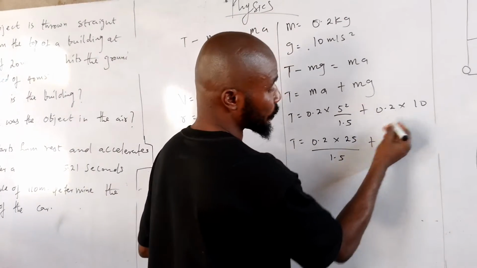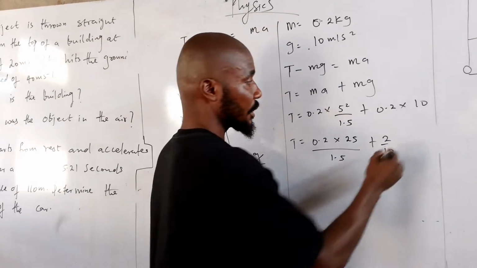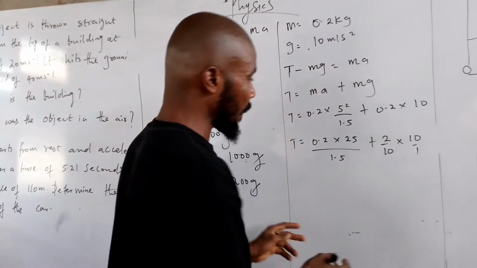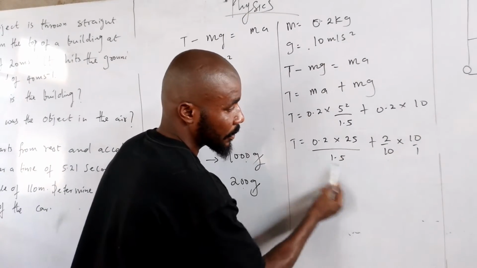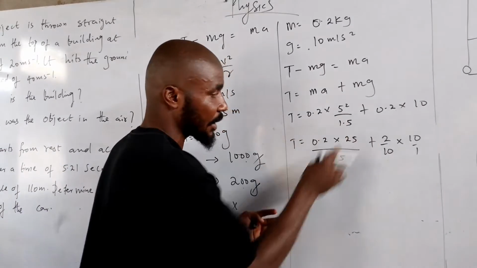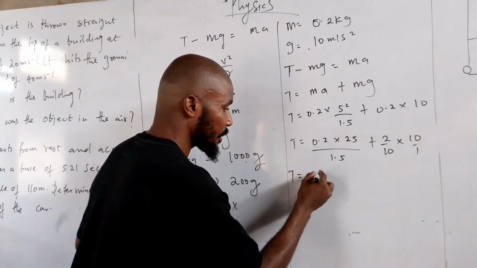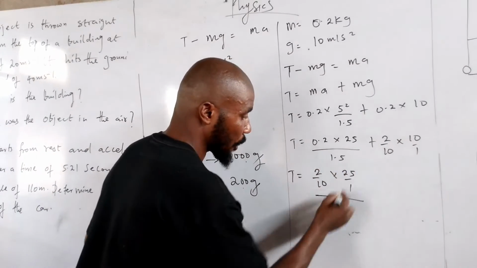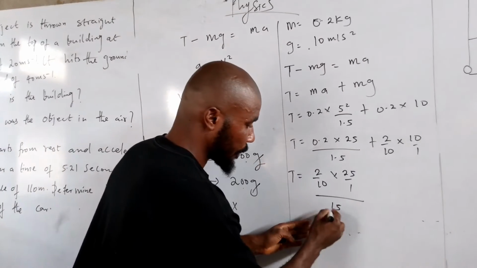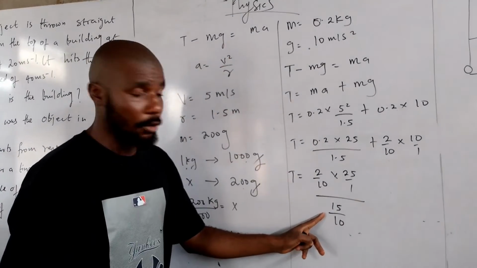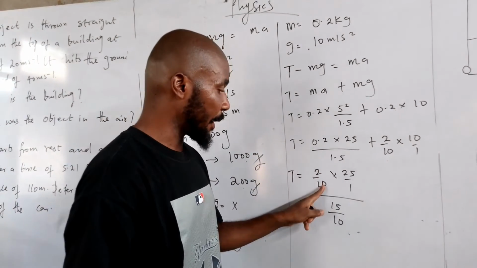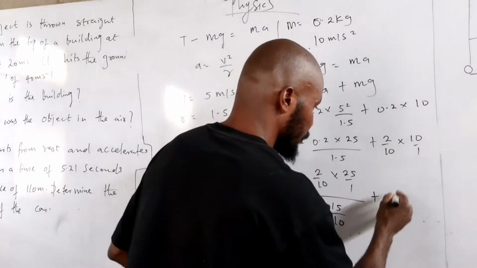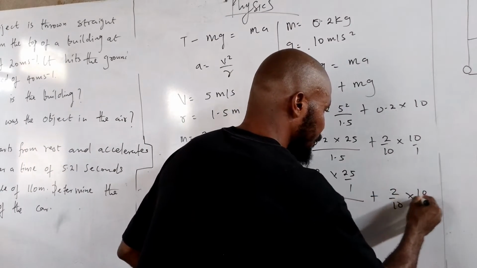Okay, remember that 0.2 is the same as 2 over 10, and 10 is the same as 10 over 1. If that is true, we'll do the same thing here. I'm not going to use a calculator to solve it. This is the same as 2 over 10 times 25 over 1, all over 1.5, which is the same as 15 over 10. Hope it's not confusing. You can use a calculator to check that. 2 divided by 10 will give you 0.2. 15 divided by 10 will give you 1.5, plus 2 over 10 times 10 over 1.